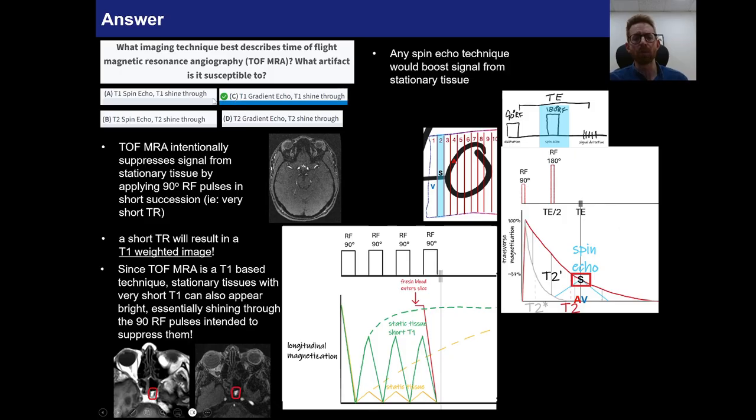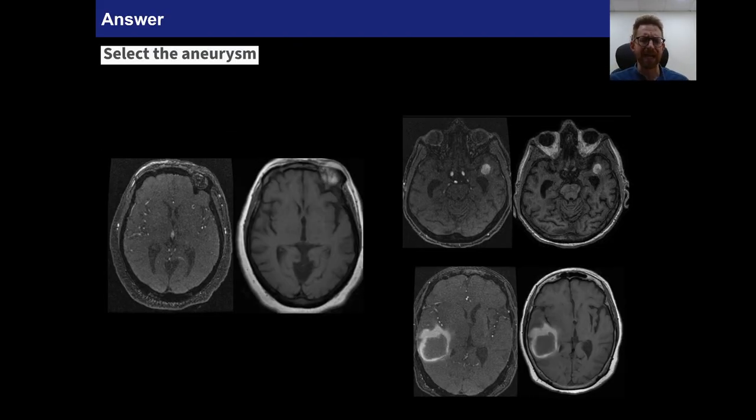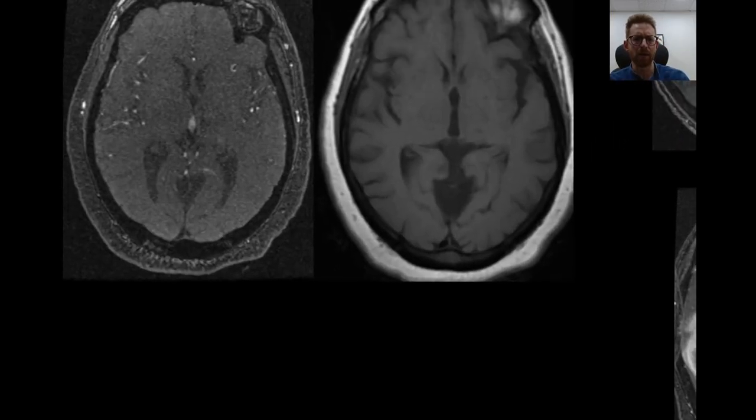And then because it's a T1 weighted image, it's going to be susceptible to issues of T1 shine through, like we showed here in this example of dependent proteinaceous fluid in the left sphenoid sinus. Not an aneurysm. That's T1 shine through. Okay, so let's select the aneurysm. So this is not an aneurysm. This is CSF flow in the third ventricle.